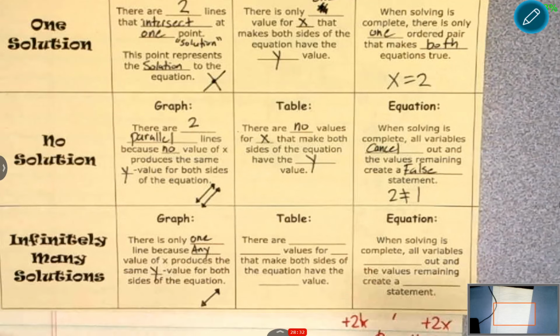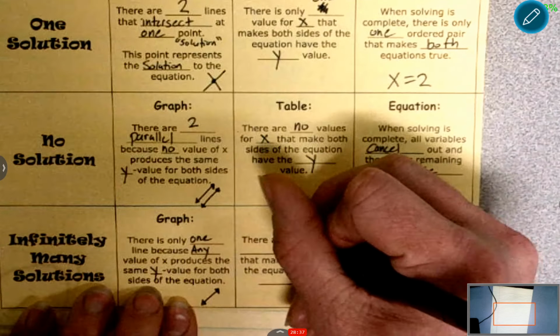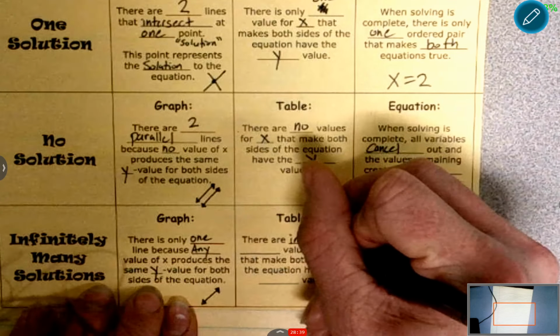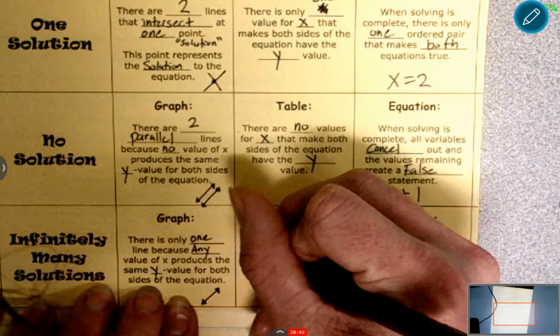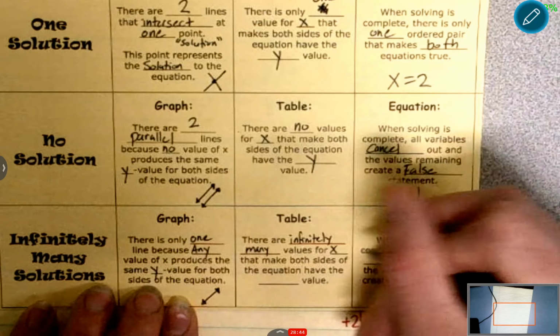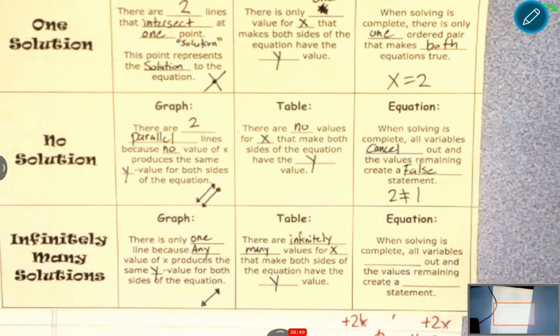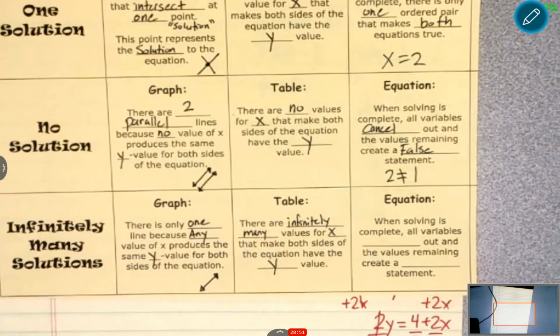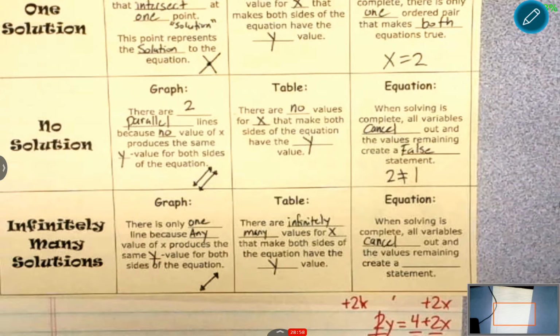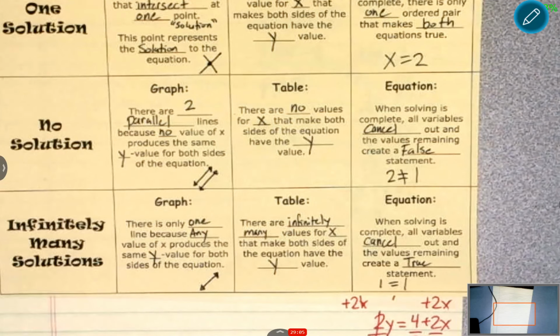For the table of infinitely many solutions, there are infinitely many values for x that make both sides of the equation have the same y value. And then lastly, for an equation, when solving is complete, all variables cancel out, and the values remaining create a true statement, like 1 equals 1, or 0 equals 0.